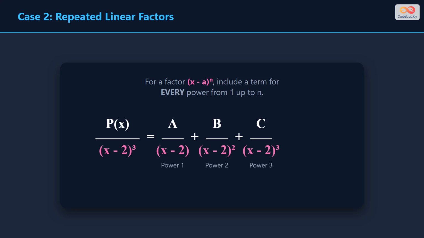Sometimes a factor appears more than once, such as the quantity x minus a squared or cubed. This is case 2, repeated linear factors. For a factor raised to the power of n, you must include a term for every power from 1 up to n. For example, if you have x minus 2 cubed, you need 3 terms. One with a denominator of x minus 2, one with x minus 2 squared, and one with x minus 2 cubed.